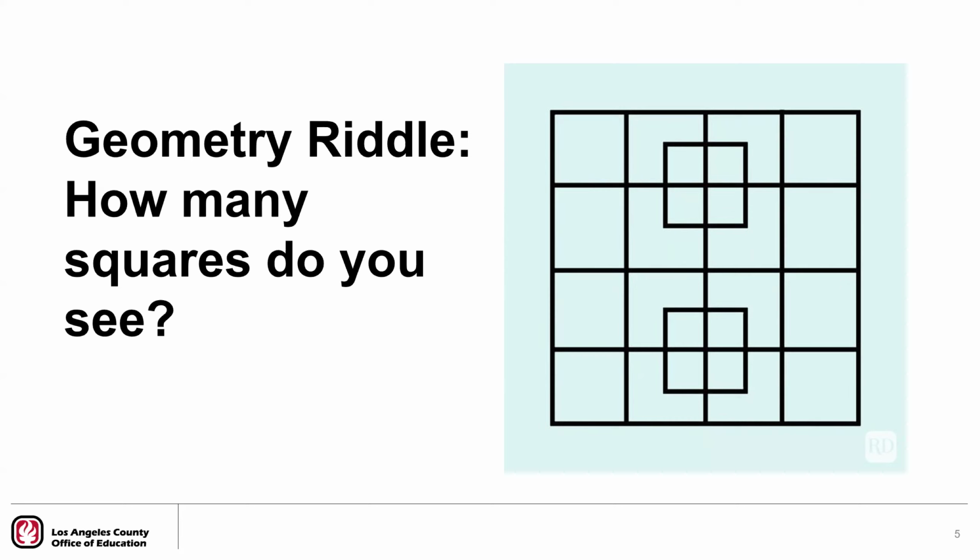And whether you solved it by counting each square, or using an algebraic formula, or you simply typed it in your phone and looked up the answer, there are many ways to get the answer. So just like the geometry riddle, there are many approaches that can be taken when addressing the comprehensive support and improvement. You can see there are so many squares within one large square, which can be much like how the requirements of CSI or ATSI can overlap within existing processes that exist within your schools.